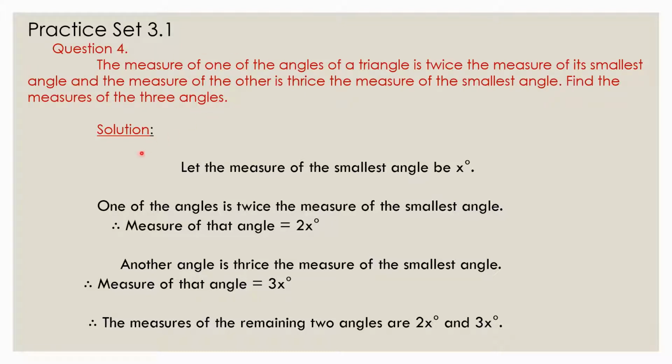Solution. First, you have to write: let the measure of the smallest angle be x degrees. And then, the second angle is twice the measure of the smallest angle. Therefore, the measure of the angle is equal to 2x degrees. And another angle is thrice the measure of the smallest angle. Therefore, the measure of the angle is equal to 3x degrees. Therefore, the remaining angles are 2x degrees and 3x degrees. Therefore, the three angles are x degrees, 2x degrees and 3x degrees.